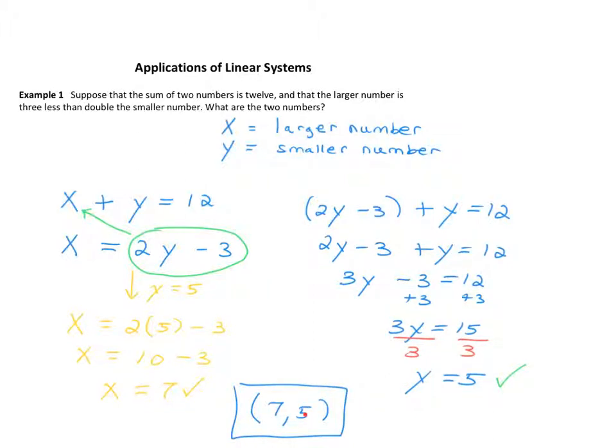That is, the sum of my two numbers is 12. That certainly is true. And if I double this number and take 3 from it, it should be equal to 7. Well, that's true as well.